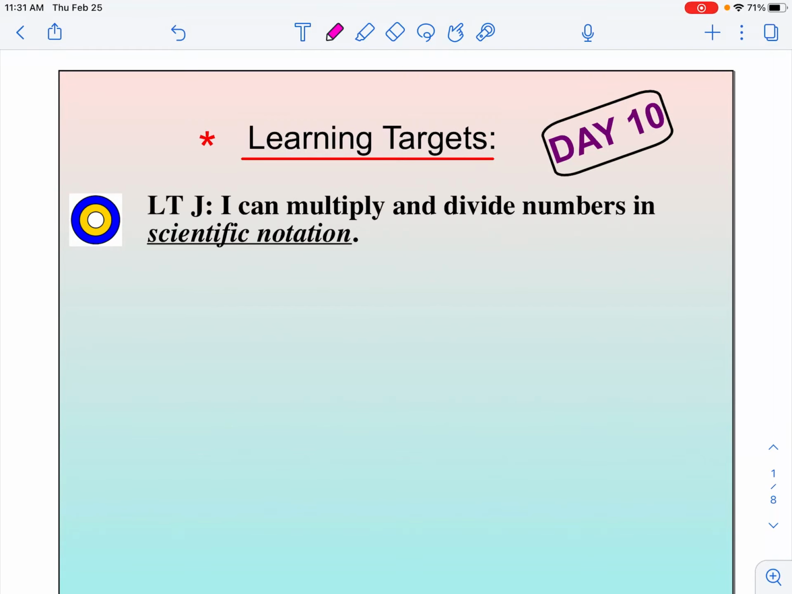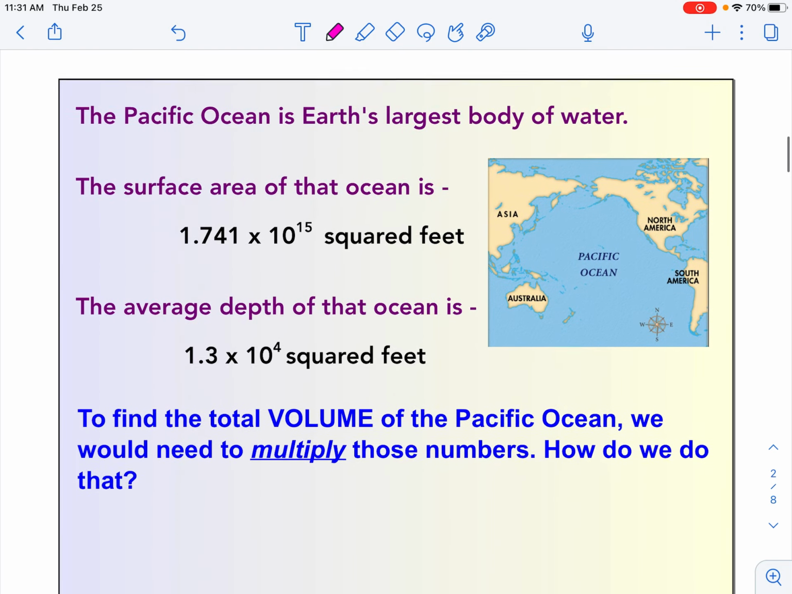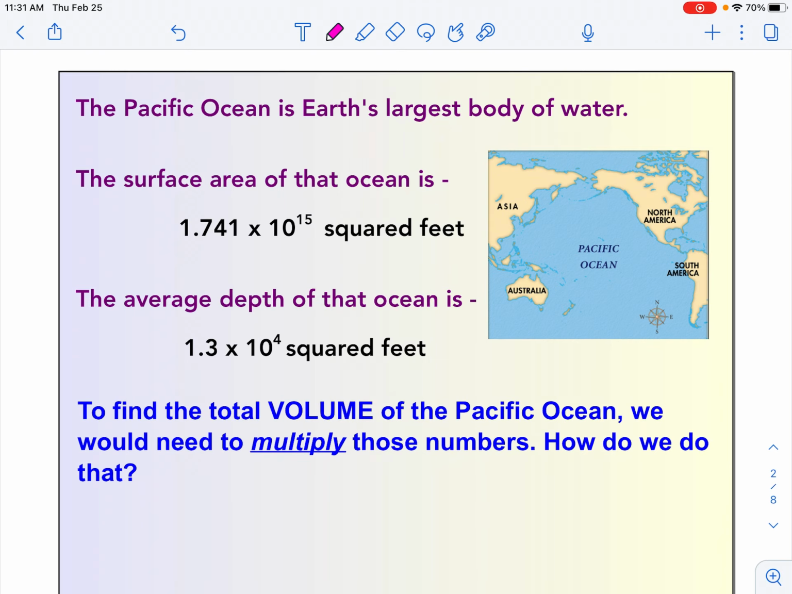Chapter 7, Day 10. We're going to work on learning target J, multiplying and dividing numbers in scientific notation. So here's a great example of why this makes sense, because here's a problem. It says the Pacific Ocean is the Earth's largest body of water. The surface area of the ocean is 1.741 times 10 to the 15th square feet, and the average depth of that ocean is 1.3 times 10 to the 4th feet. If we wanted to find the volume of the Pacific Ocean, we would need to multiply those numbers together. And how do we do that?